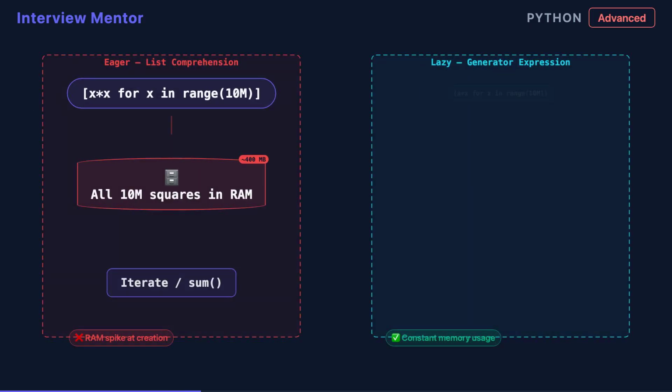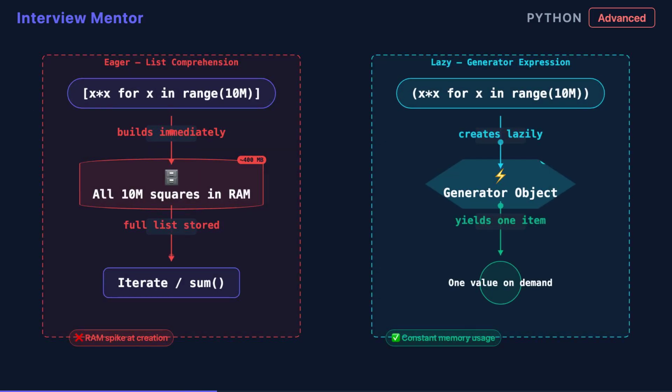The generator expression uses parentheses instead of square brackets, and it behaves completely differently. Instead of computing everything up front, it is lazy. It produces one value at a time, only when the next value is requested. The generator object itself takes just a few hundred bytes regardless of how many items it represents. Python never stores the full sequence. It calculates and hands off each value on demand.